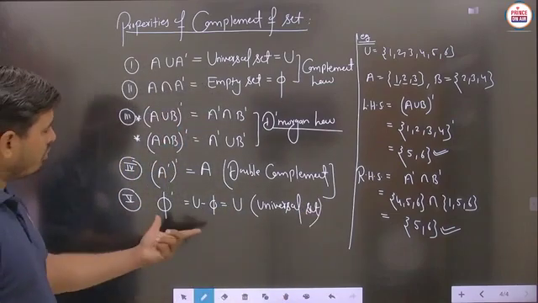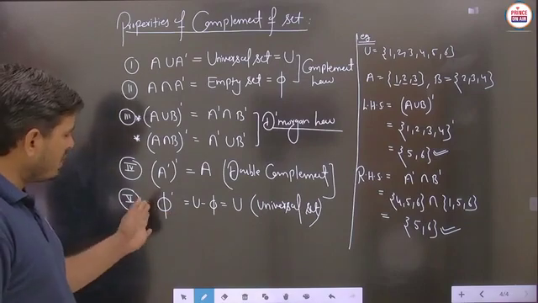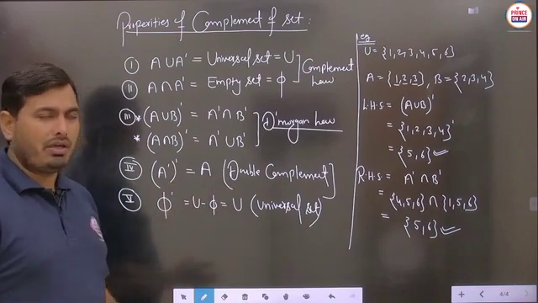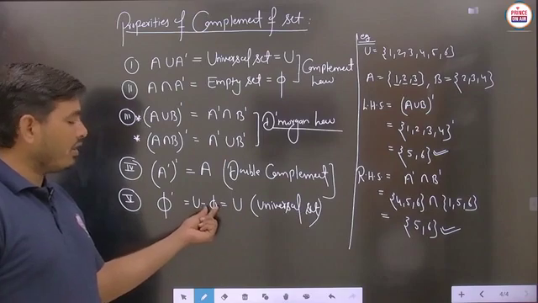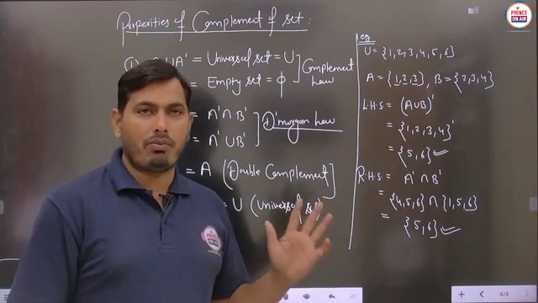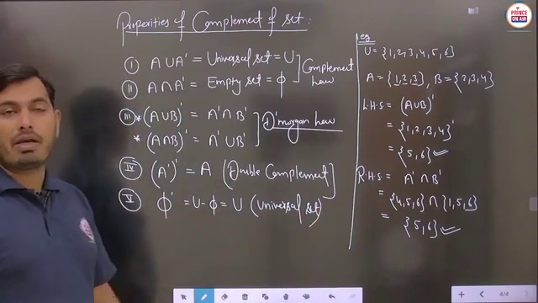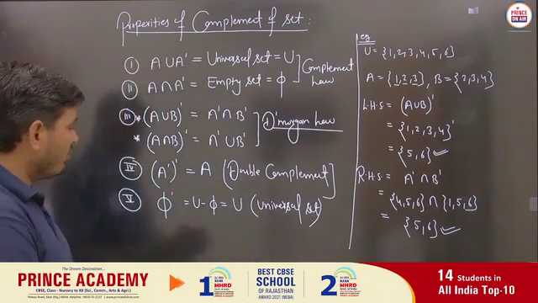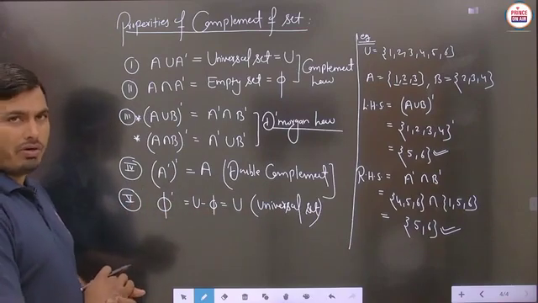So if we calculate the answer of phi dash, then firstly the complement of the empty set is taken, then you write the answer as U minus phi, and U minus phi means we have to write the elements of U. Each and every student knows very well that phi does not have any elements, so we will not subtract any elements from U, and you obtain the answer as the universal set. This is something we have to keep in mind always, because if phi dash is written, then the answer is always the universal set.